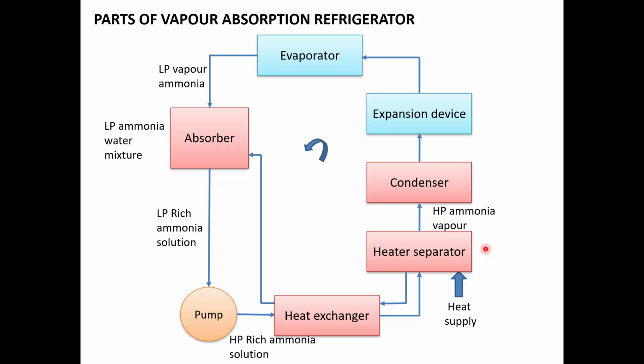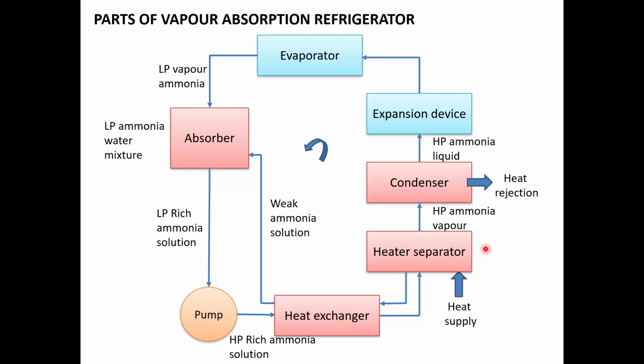Now from the heater separator, weak ammonia solution will enter back to the absorber through the heat exchanger. Now inside the condenser, the vapor ammonia will reject the heat so that it will convert to liquid ammonia. Then high pressure liquid ammonia will enter the expansion device. It will undergo sudden expansion.